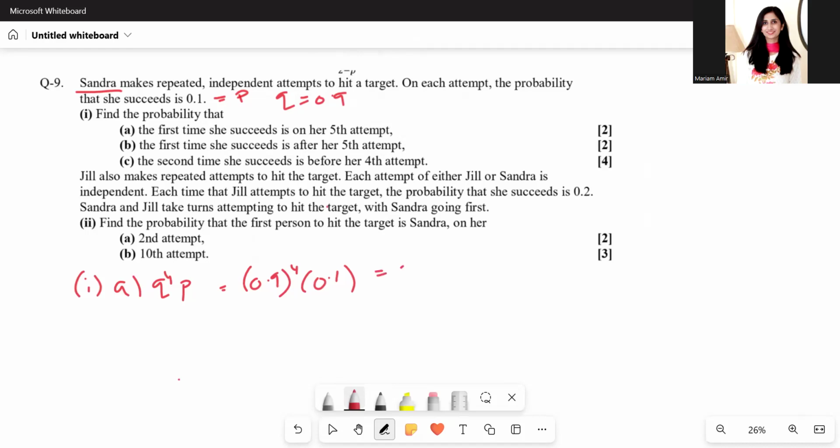which gives us 0.0656. Okay, part B. The first time she succeeds is after her fifth attempt. So this is what they're asking for. We know the formula for that. It is Q power 5. So Q is 0.9 power 5, which gets us 0.590.